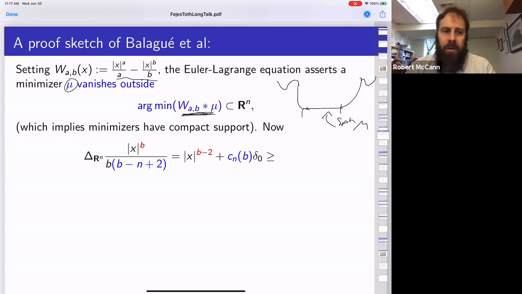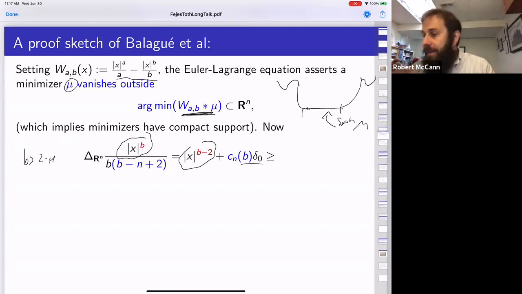And now if I look at the Laplacian of this potential x to the b in R^n, what I get is basically x to the b minus 2 plus a Dirac mass. And I'm always going to assume that b is bigger than 2 minus dimension. I had that on the previous slide. Of course, when b is equal to 2 minus dimension, that's the Coulomb case, and then this term goes away, and I have Poisson. I have the fundamental solution to Poisson's equation.